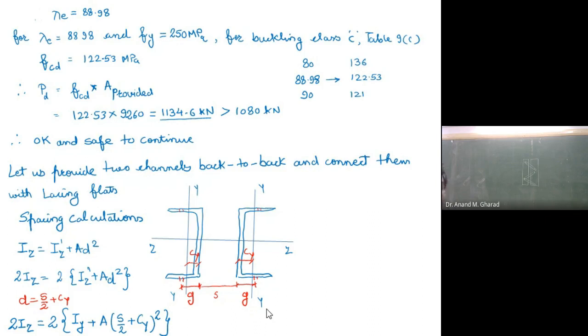Then you will refer the relevant table in order to calculate this FCD value. So Table 9C, you please refer. Page number is 40, is it so? 40 or 42? 42. Page number 42. So for your convenience, I have written these values. 80 के लिए 136 है और 90 के लिए 121 है. So 88.98 के लिए it comes out to be 122.53. You please verify.